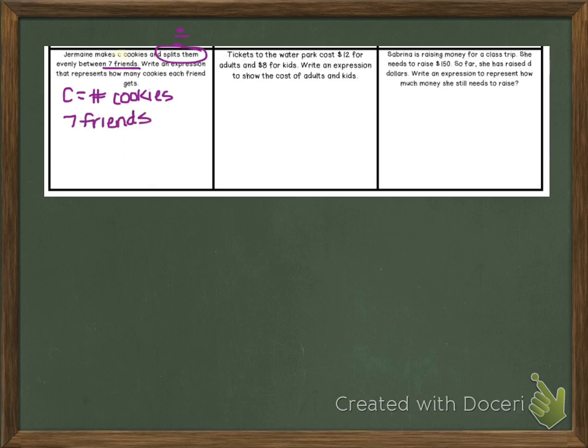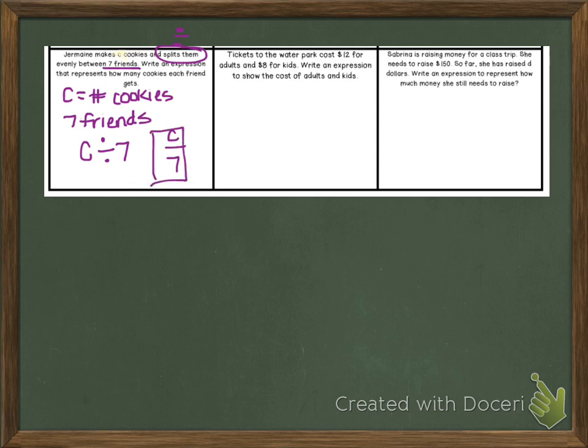Okay, so then we have to decide, are we going to take cookies and divide them by 7 friends, or are we going to divide 7 friends up? We definitely don't want to split up our friends. So we're going to split up the cookies. So whatever we're splitting up goes first. So that means C divided by 7. That would be our expression. And when we get to equations, hopefully we'll be able to plug in and solve for how many cookies each person gets.